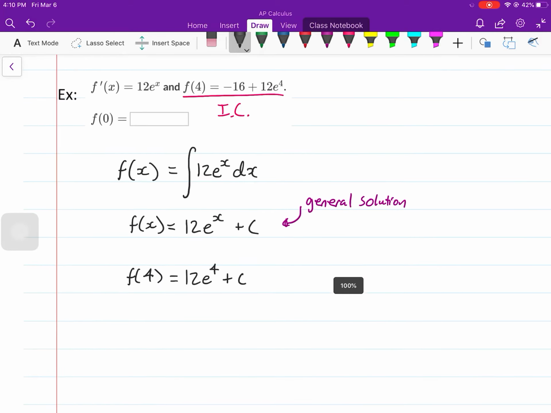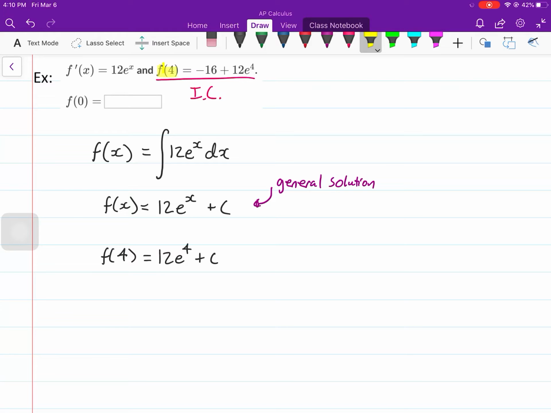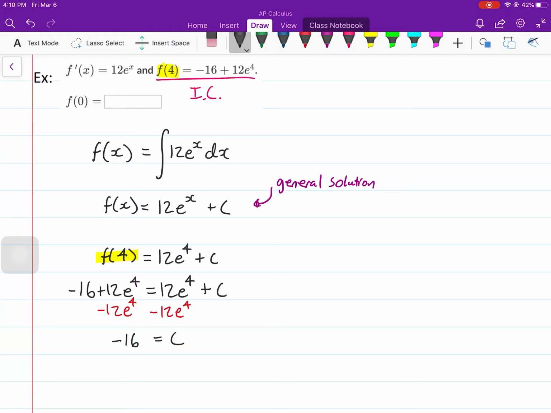And realize that f of 4 is negative 16 plus 12e to the fourth. So I'm going to substitute that in for f of 4. So we'll have negative 16 plus 12e to the 4 equals 12e to the 4 plus c. So I'm going to go ahead and solve for c by subtracting the 12e to the fourth to the other side. And it works out quite nicely because they cancel out, and you're left with c equals negative 16.